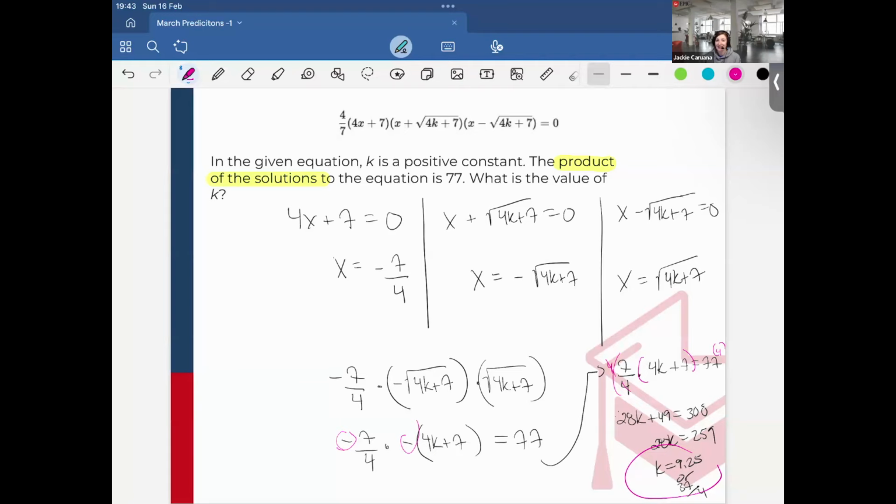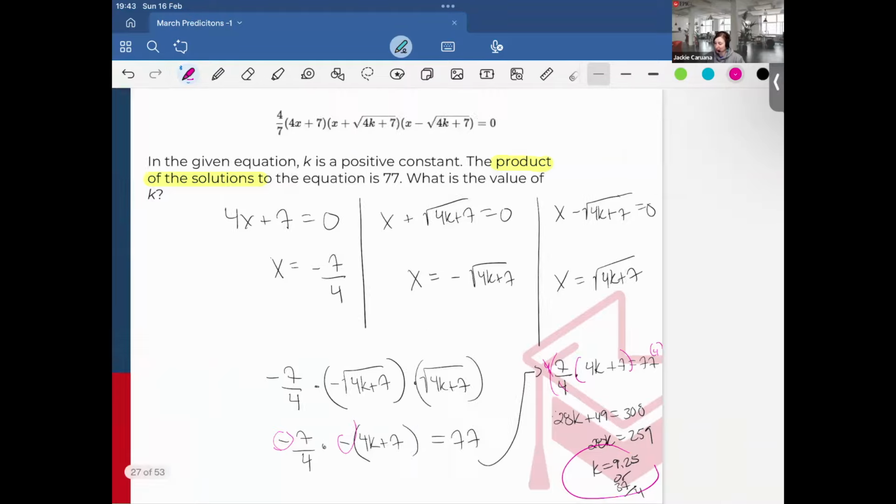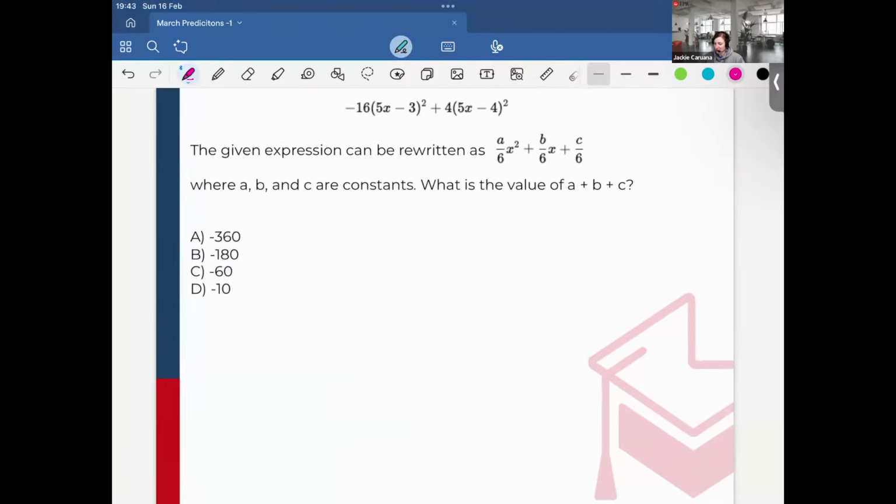This is an SAT classic. This concept has appeared on multiple official past exams. Feel like it's good to know for March. Continuing our journey.